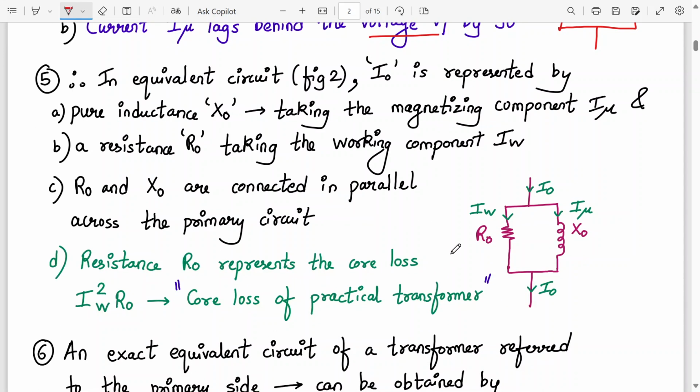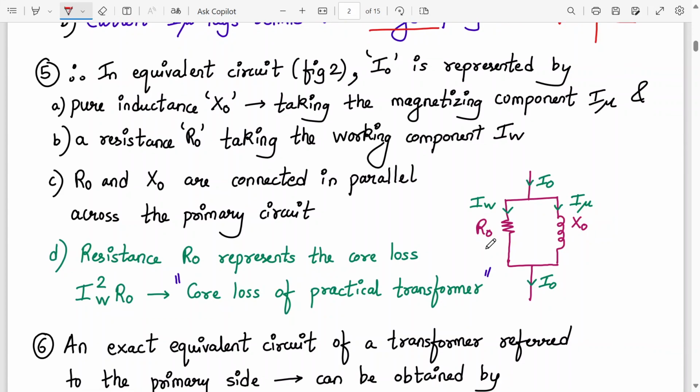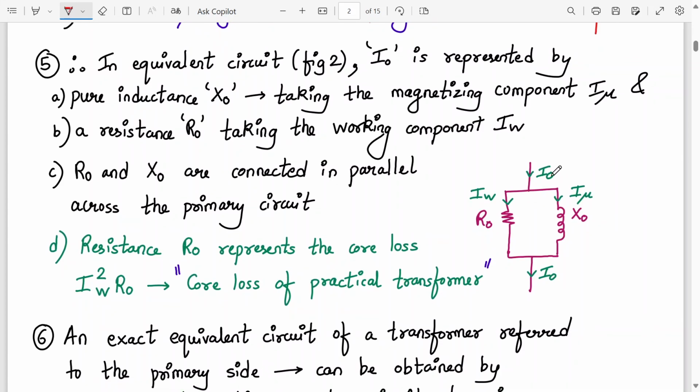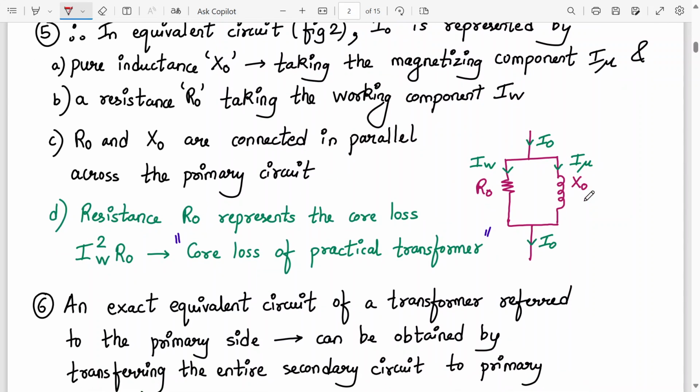Here it is. So R0 represents the core loss. So what is the core loss of a practical transformer? I squared R, that is IW squared into R naught. Alright, so I naught is IW plus I mu. This is what we know so far. Understood this much?